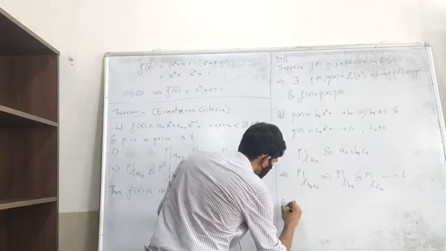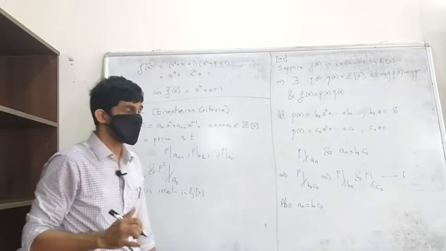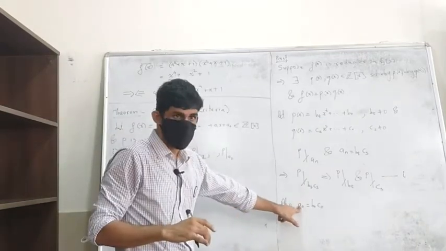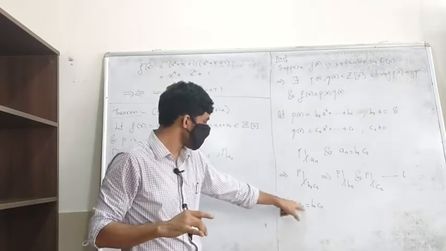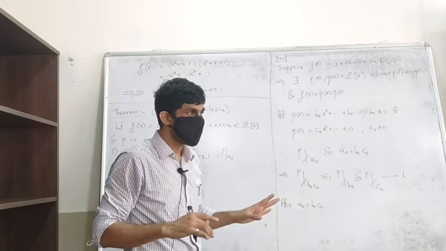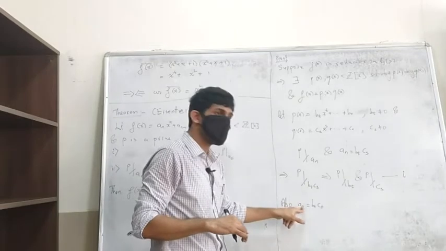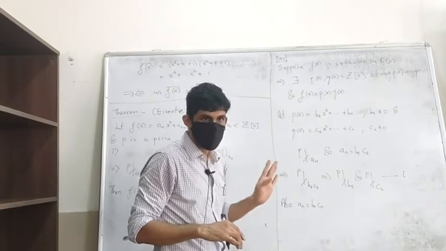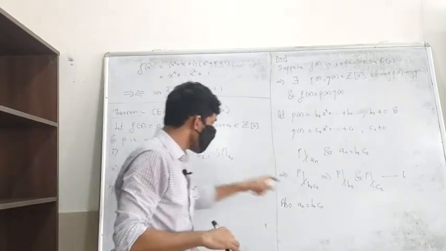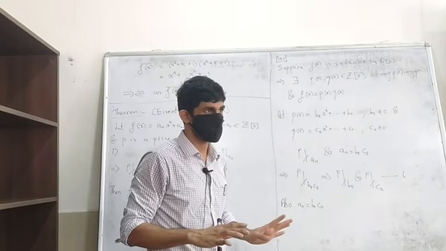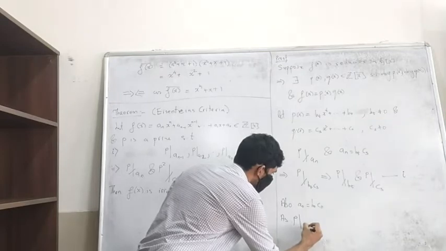Your A naught is equal to B naught into C naught. Now we know that p divides A naught, which means that it has to divide either B naught or C naught. But we know that p square doesn't divide A naught, which means that p cannot divide both B naught and C naught.